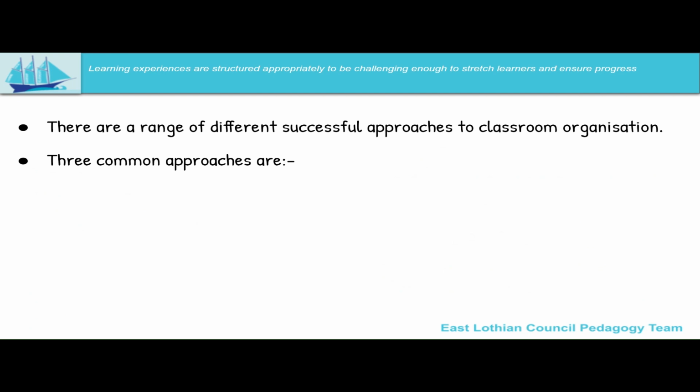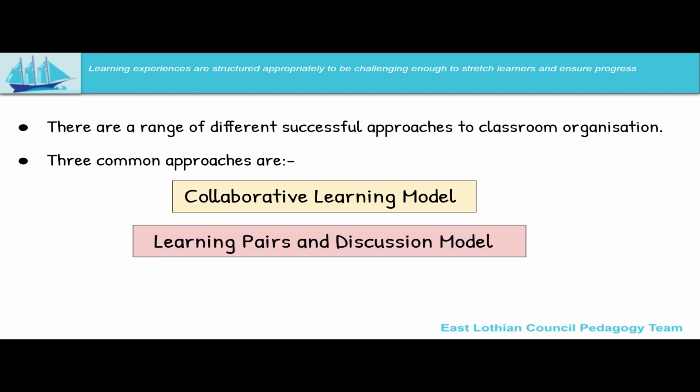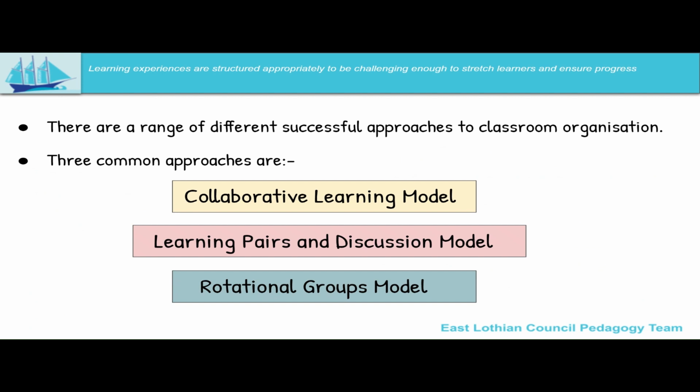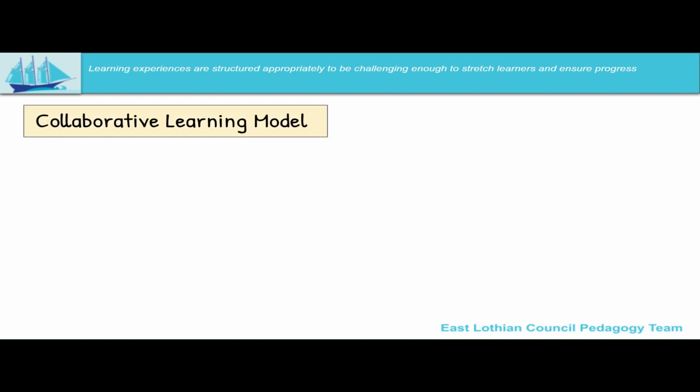The three most common approaches that Robert Wright and his colleagues suggest are the collaborative learning model, the learning pairs and discussion model, and the rotational groups model. These are all outlined more fully in the purple book, Teaching Number in the Classroom, on pages 18 to 22. So the first approach is the collaborative learning model. This approach lends itself to whole class teaching and group activities.